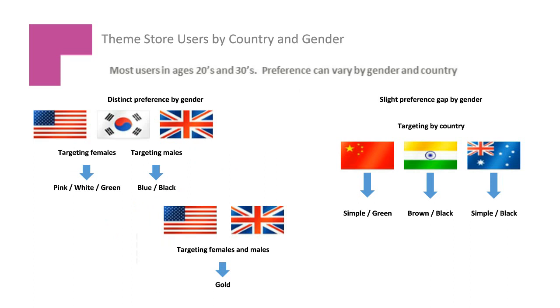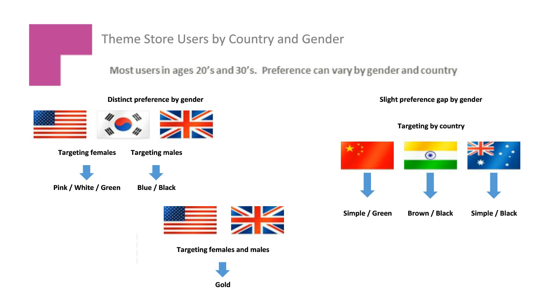So I'll start from the top left. So US, Korea, and UK. If you are in these countries and targeting a female audience, prefer to go with pink, white, and green, because mostly the female audience prefers to use a theme that is based on pink, white, and green, whereas the male audience is more interested in blue and black themes.